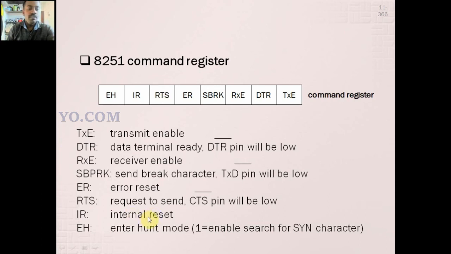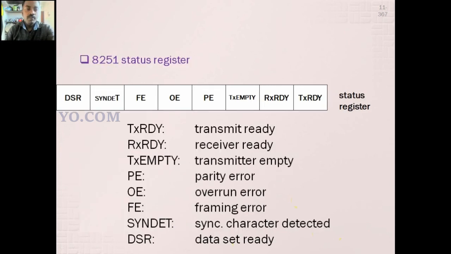The next one is the internal reset, IR. The IR is to reset the internal registers. So if it is 1, it resets the internal registers. If it is 0, it is not reset. Then the last one is EH, enter hunt mode. If it is 1, it enables the hunt mode, which means enabling the search for synchronous characters. If it is 0, it disables the hunt mode. Okay, so these are the commands used in the command register of 8251.